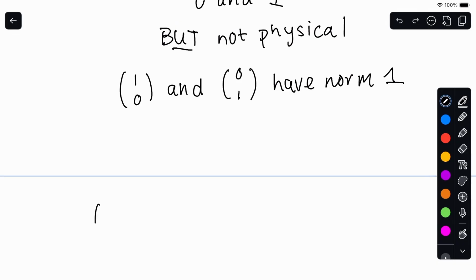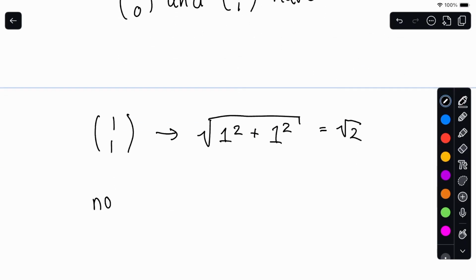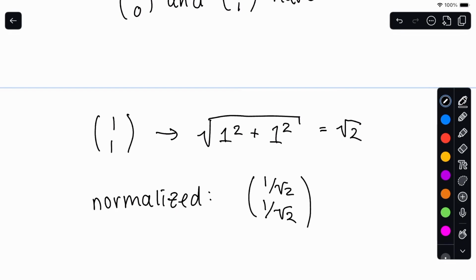So we have our vector 1, 1, and the length of this vector is the square root of the first element squared plus the second element squared. This is just like a squared plus b squared equals c squared. So this is root 2. And then our normalized vector would just be 1 over root 2, 1 over root 2. And this is a valid quantum state that will come up a lot throughout the course.